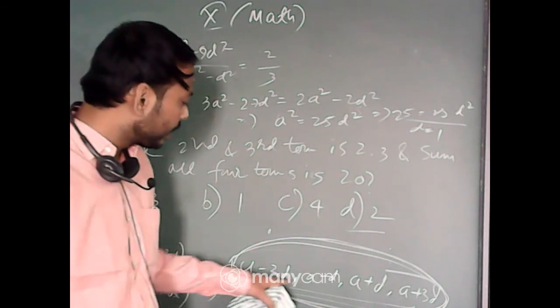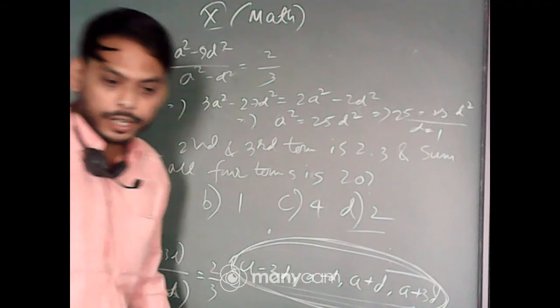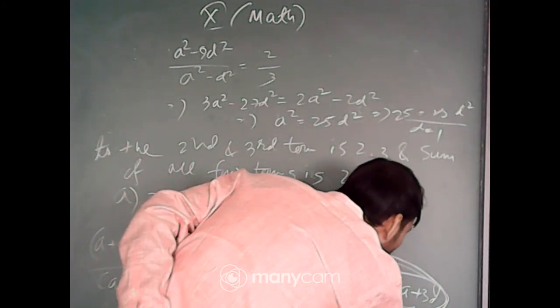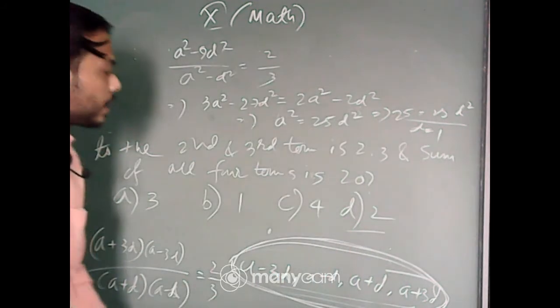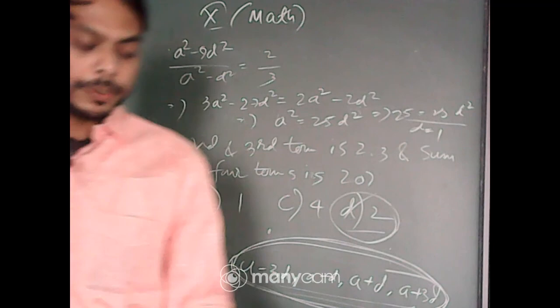A minus 3D, then plus 2D will give you A minus D. Then plus 2D will give you A plus D. Okay. Yes. So here the common difference is taken as 2D. So it will be 2 into 1, 2. So the correct option is option D. Is it alright? The correct option is option D.